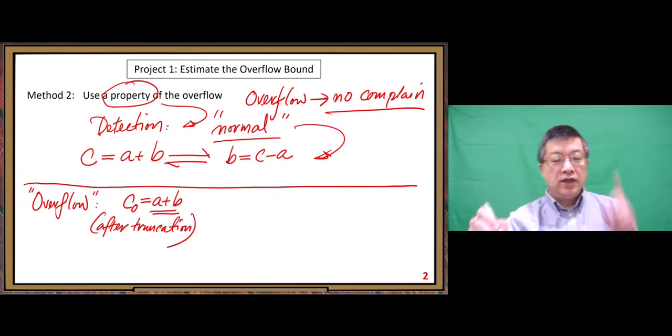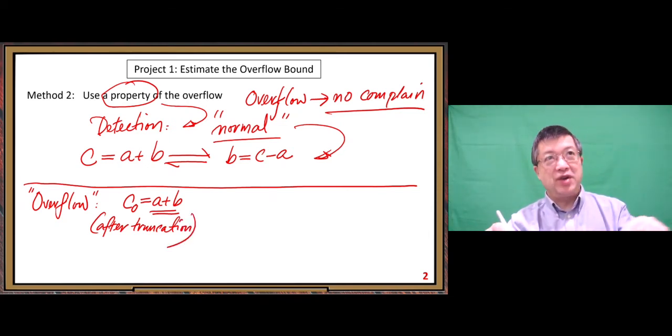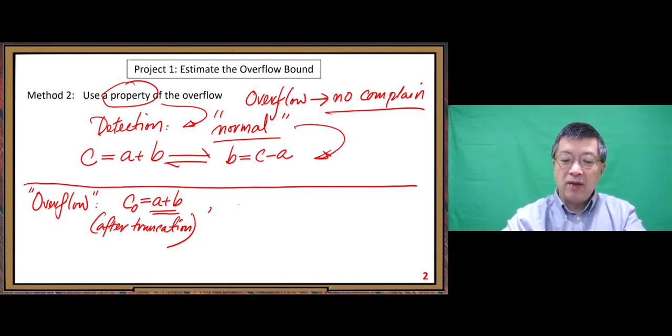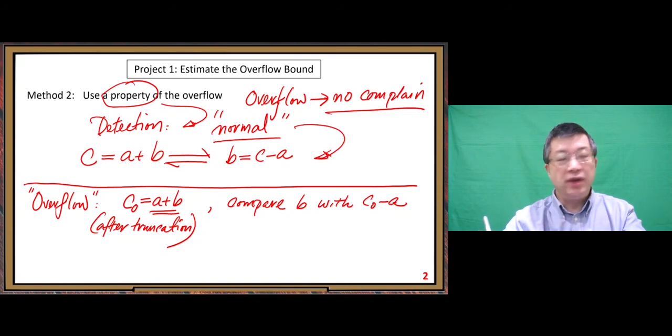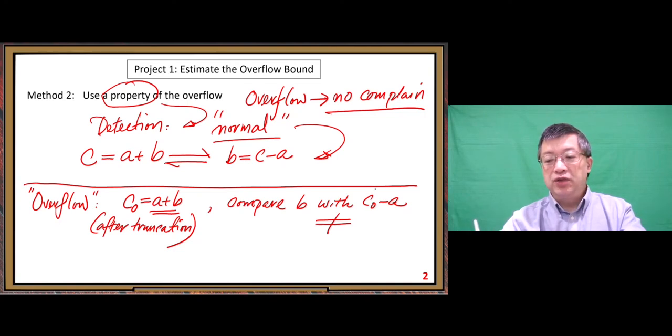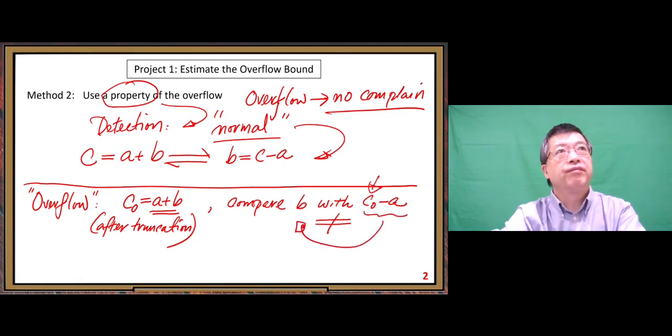Now, because there is a truncation, you compare B with C0 minus A. These two numbers won't be equal. Because after truncation, you take C0 and then minus A, you definitely cannot recover the original B. So based on this property, you can detect overflow.